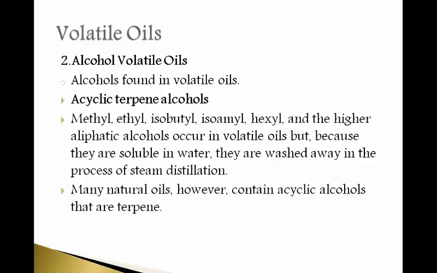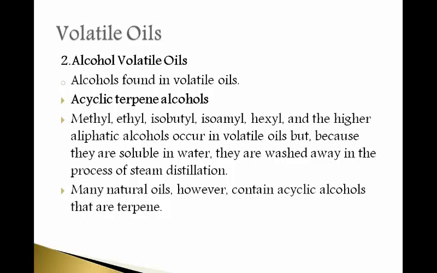The second class of volatile oils is alcohol volatile oils, because alcohols are present in these oils. They can be acyclic terpene alcohol, monocyclic monoterpene alcohol, or bicyclic monoterpene alcohol, or bicyclic sesquiterpene alcohol. In case of acyclic terpene alcohol, they may be methyl, ethyl, isobutyl, isoamyl, hexyl, and higher aliphatic alcohol, which being water soluble can be washed away during steam distillation.